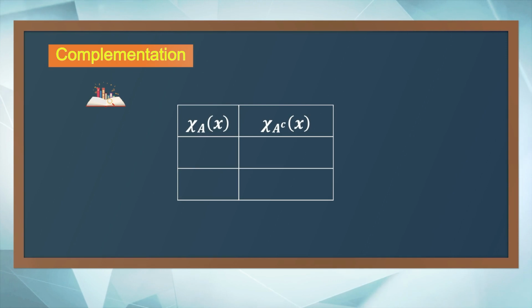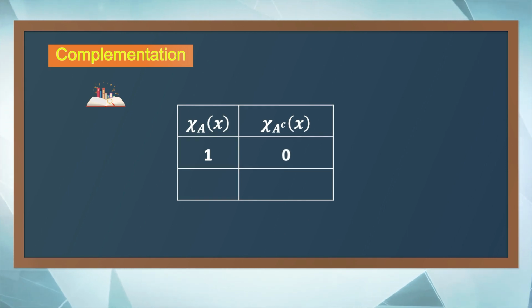Let's start with complementation. How do we express the complement of A with the characteristic function of A? Suppose x is in A, so chi sub A of x equals 1. By the definition of complementation, x is not in the complement of A, so it is going to be 0. On the other hand, suppose this is 0. x is not in the complement of A. That is, x is in A, so chi sub A of x is 1.